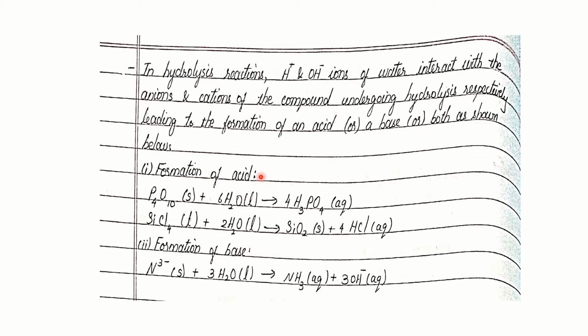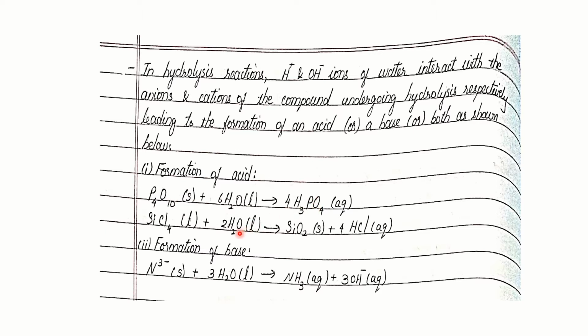Here are a few examples of hydrolysis reactions leading to the formation of acid as products. When phosphorus pentoxide undergoes hydrolysis by water, the H⁺ and OH⁻ ions of water react with the respective anion and cation of the phosphorus pentoxide molecule, leading to the formation of phosphoric acid. So water decomposes phosphorus pentoxide molecule to phosphoric acid.